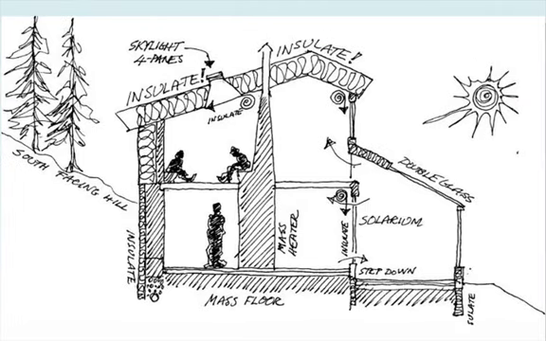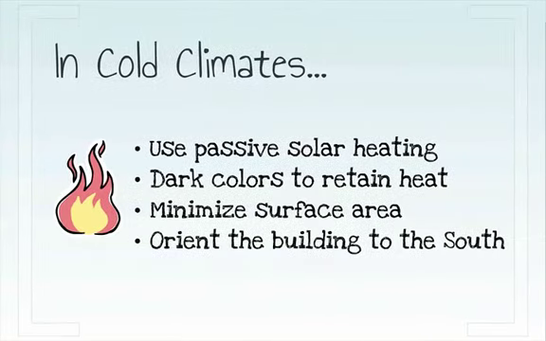Now, in cold climates, structures focus on heat retention, protection from rain and snow and winter winds. Insulation is very important, and a south-facing wall to absorb most of the sun's rays is also very important. The use of passive solar heating by, again, orienting the building to the south and using dark colors to help retain the heat, minimizing the surface area that's exposed to the wind and the snow, etc., will all help improve the energy efficiency of homes or buildings built in cold climates.